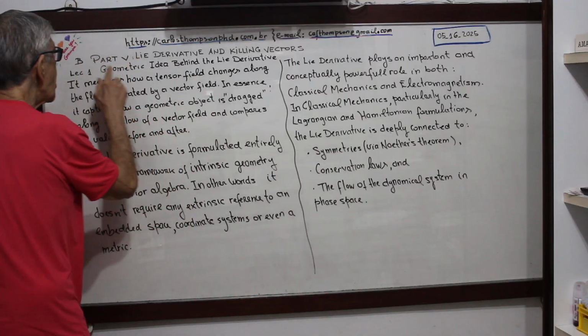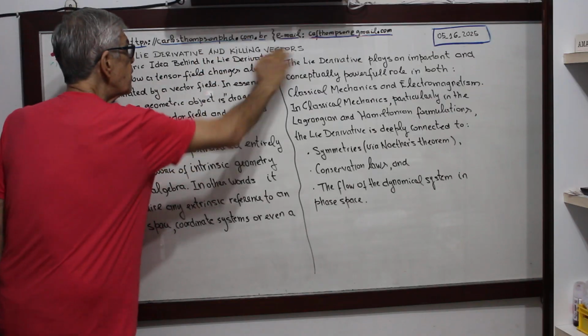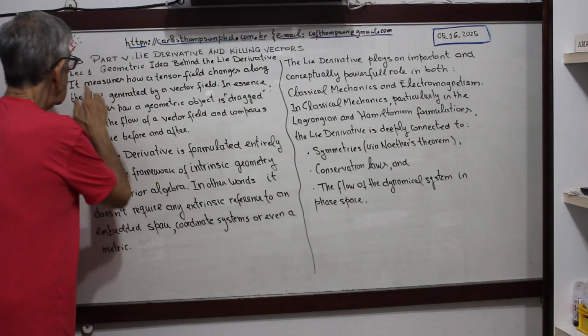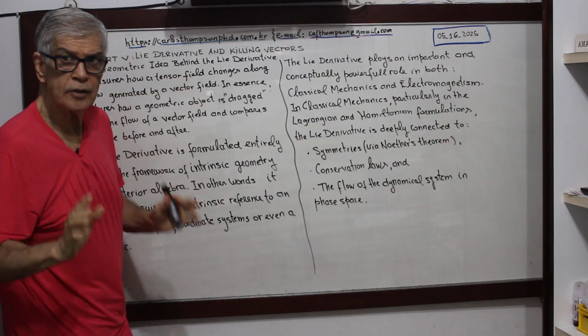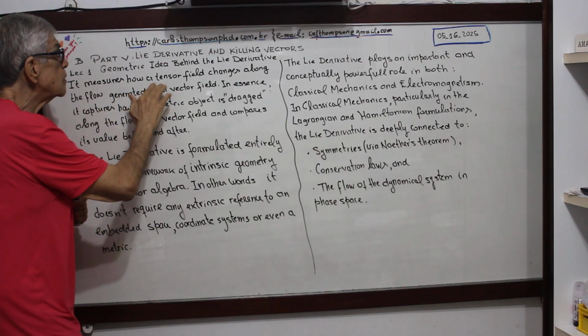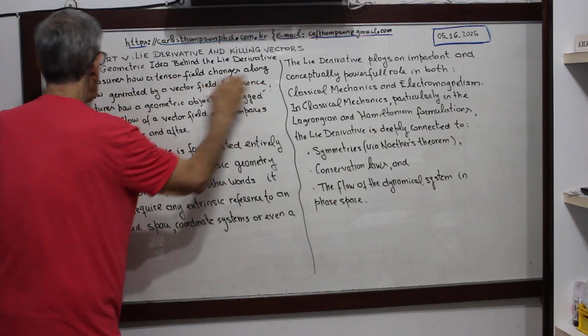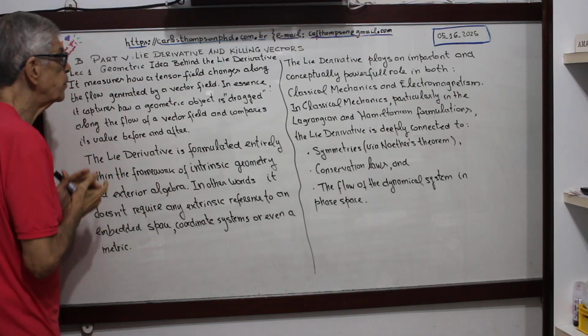Now, B part 5, Lie derivative and Killing vectors. Lecture 1, geometric idea behind the Lie derivative. It measures how a tensor field changes along the flow generated by a vector field.